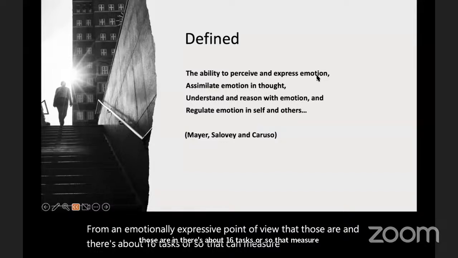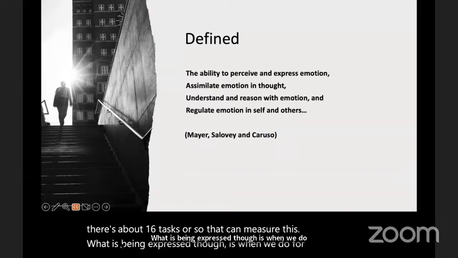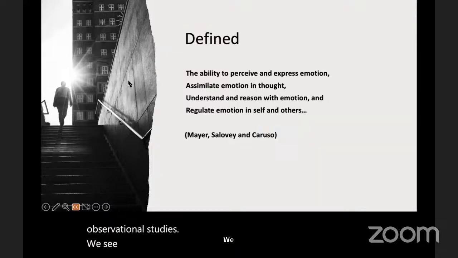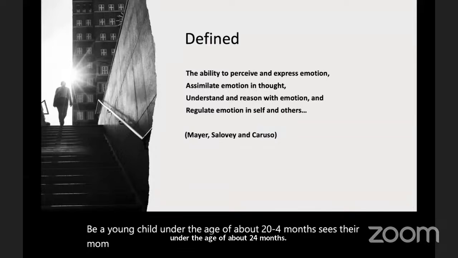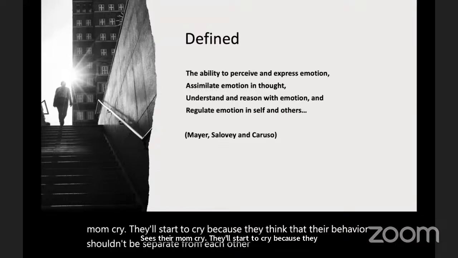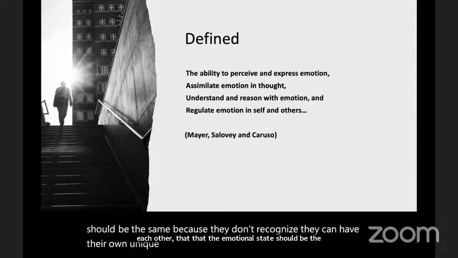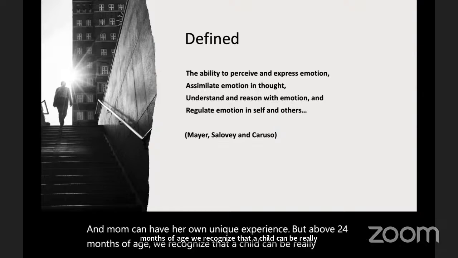What is being expressed, though, is when we do, for example, observational studies, we see that if an infant, a young child under the age of about 24 months, sees their mom cry, they'll start to cry because they think that their behavior shouldn't be separate from each other, that the emotional state should be the same, because they don't recognize they can have their own unique experience and mom can have her own unique experience. But above 24 months of age, we recognize that a child can be really happy. And let's say mom is really sad.